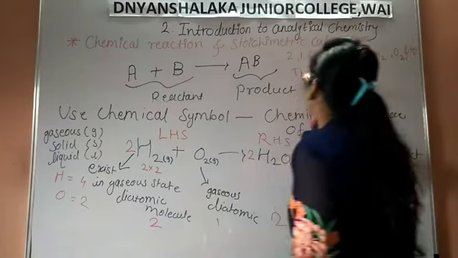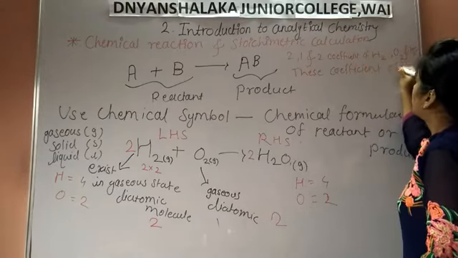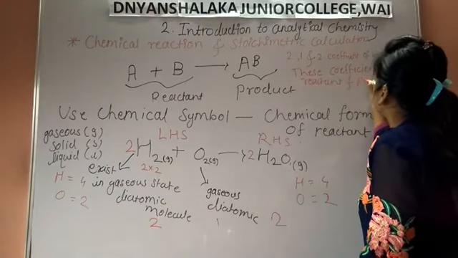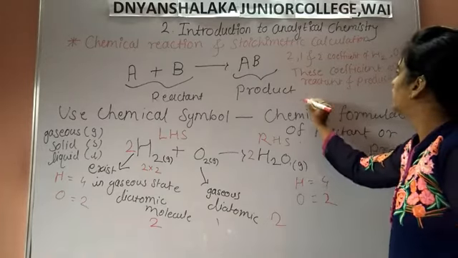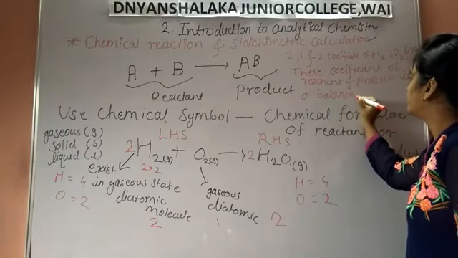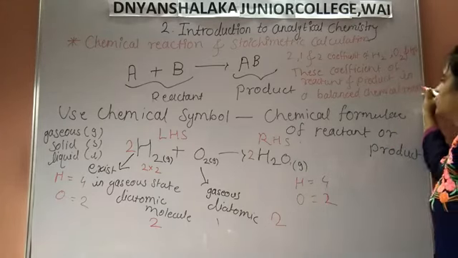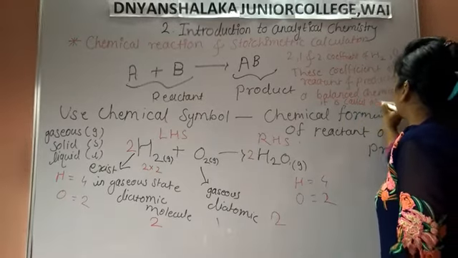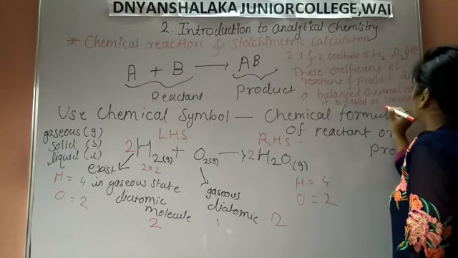This coefficient of reactant side and product side, of reactant and product in a balanced chemical reaction, is called the stoichiometric coefficient.